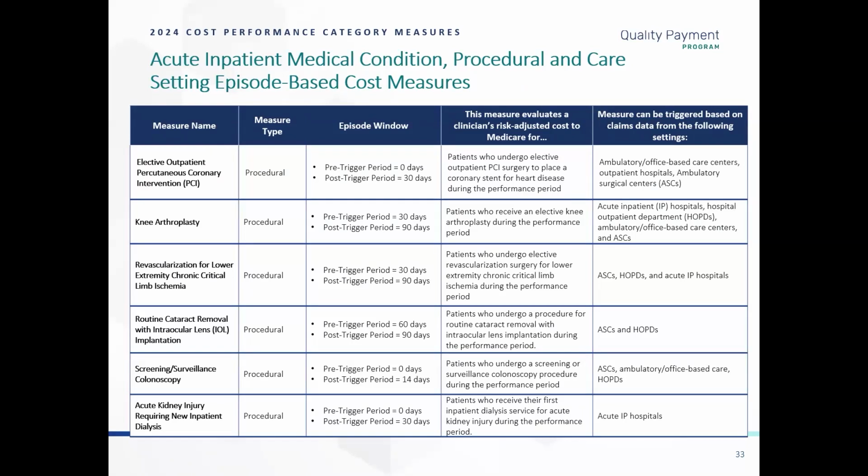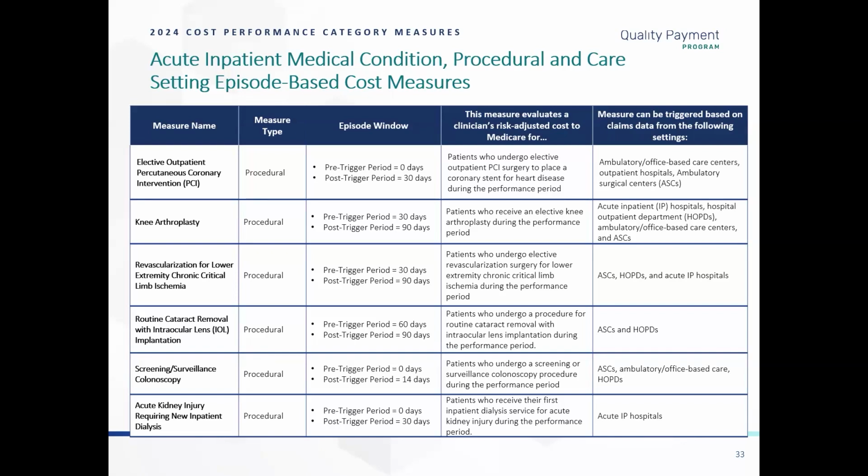An episode window may, but not always, include a period of time before the triggering clinical event, referred to as the pre-trigger period, plus a period of time after the triggering clinical event, referred to as the post-trigger period. Some episode windows begin when the triggering event occurs and don't include a pre-trigger period. Therefore, they have a pre-trigger period of 0 days. And the episode window used to calculate each of the episode-based measures is listed in this table.